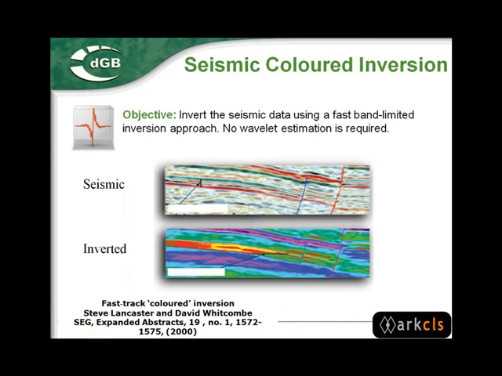On the other hand, the seismic colored inversion has a completely different objective, since it aims at inverting the seismic data using a fast band-limited inversion approach. It doesn't require any wavelet estimation, and therefore is a very fast workflow in order to go from seismic data, which you see on the top-hand side of this slide, to inverted data, where you can much more easily see a flat spot occurring on this data set. These techniques are described in a paper by David Whitcomb and Steve Lancaster that you can get from the SCG website.